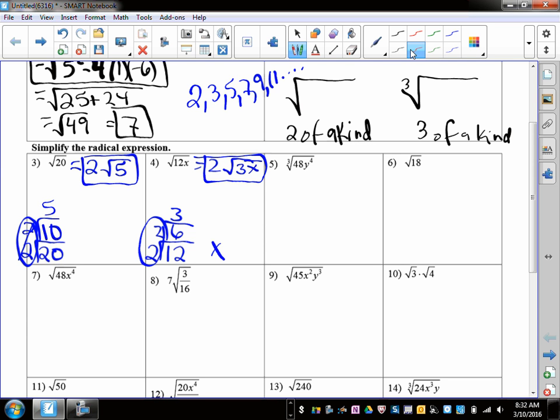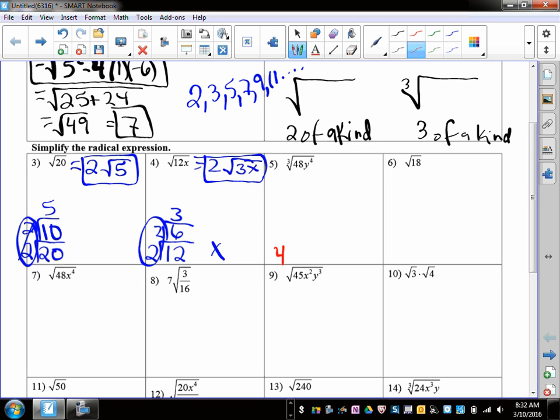Alright. So we have a cube root. How many of a kind do we have to pull it out? 3. We have to have 3 of a kind here because it's a cube root. You must look at your index. The index is that tiny little number in front of your square root. Okay. 48, a bigger number.